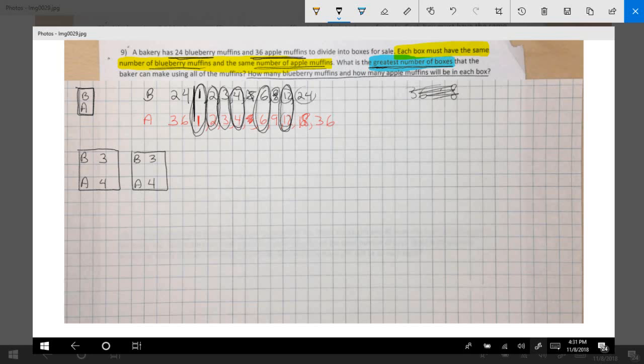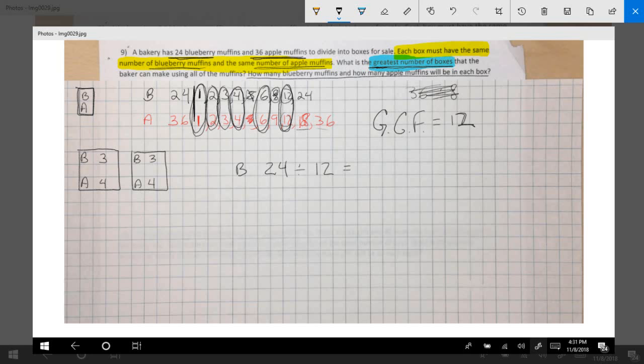So I could do 12. Now 24 is not a common factor, so that's not going to work. Same with 18, 36, not going to work. So 12, the greatest common factor, GCF is what we call it, is 12, which means we could make 12 boxes. So I'd say, okay, well, blueberry muffins, 24 muffins divided by 12.